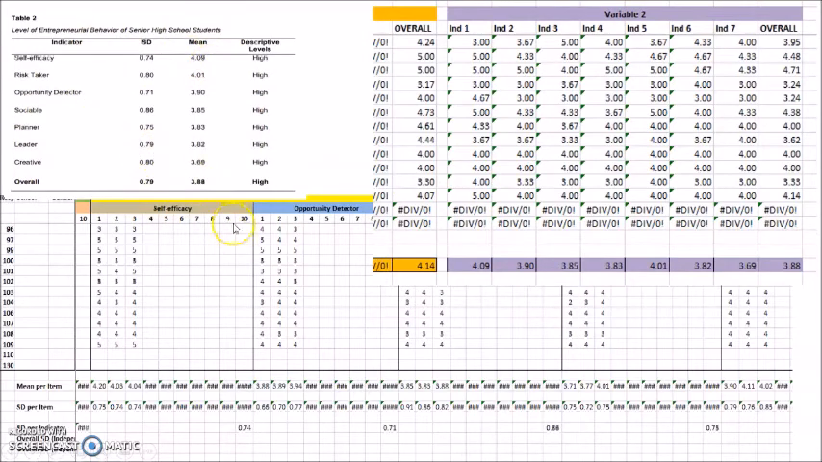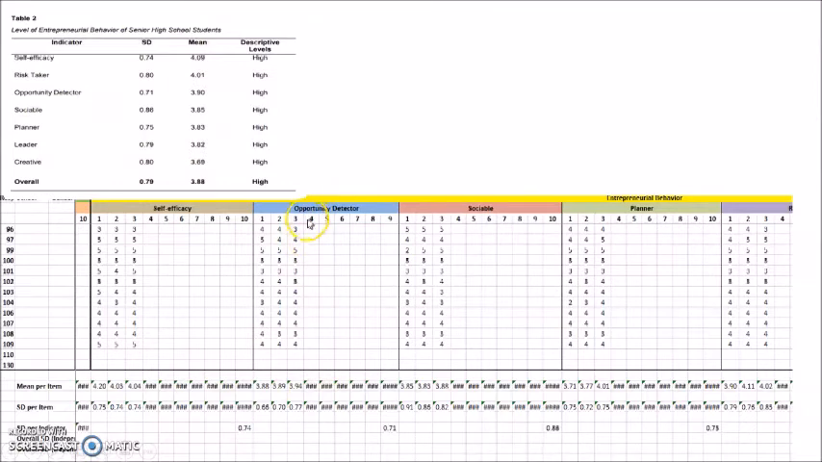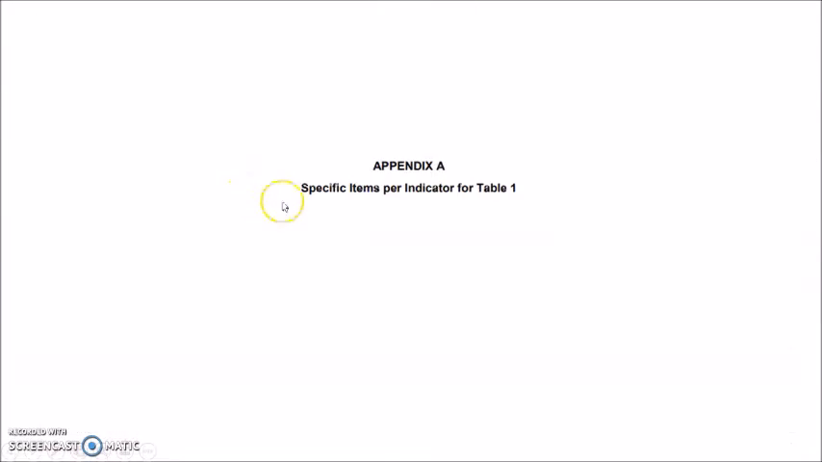Okay, that's already arranged. If you can see here, the second indicator is opportunity detector. It is here as the third, 3.90. It's only third because it's already arranged, in order, from highest to lowest, based on the mean.